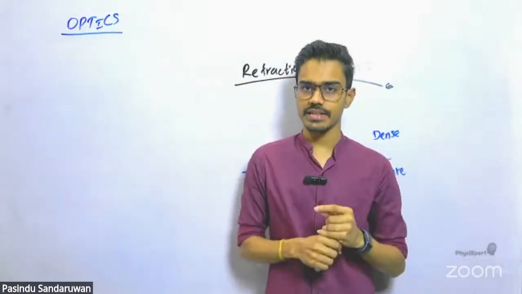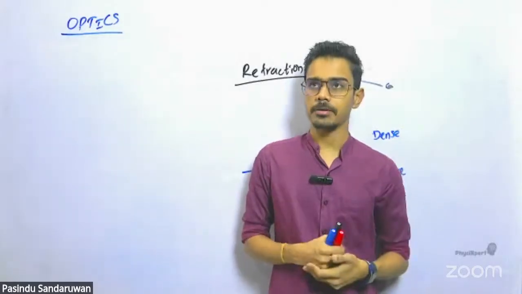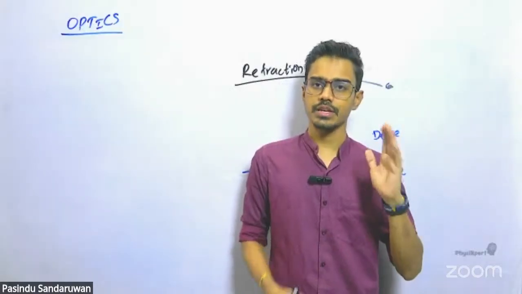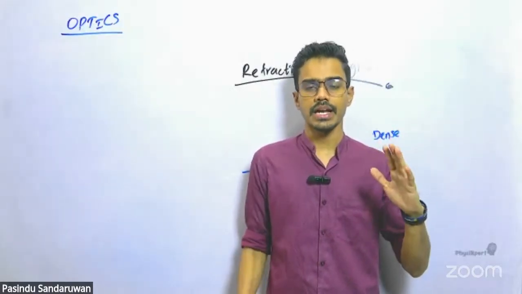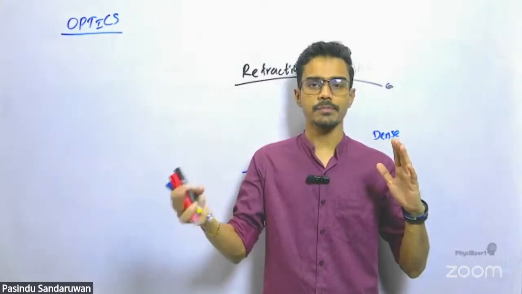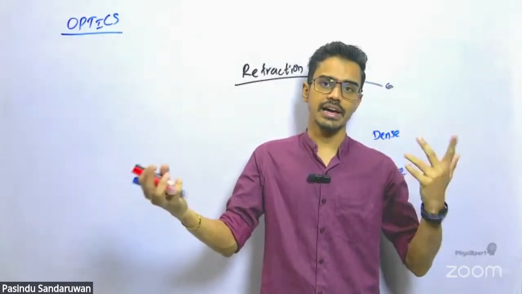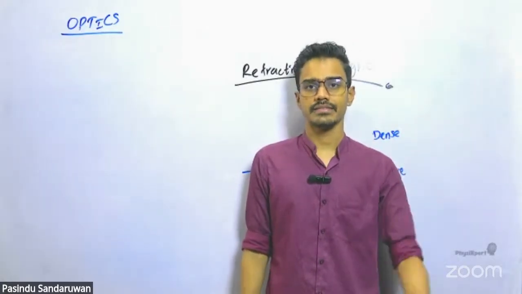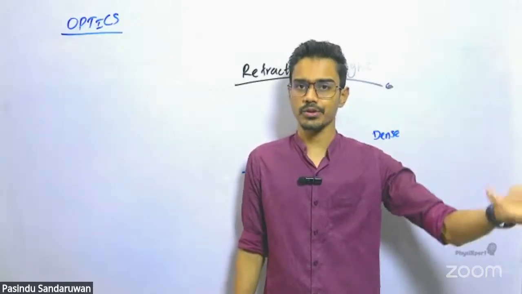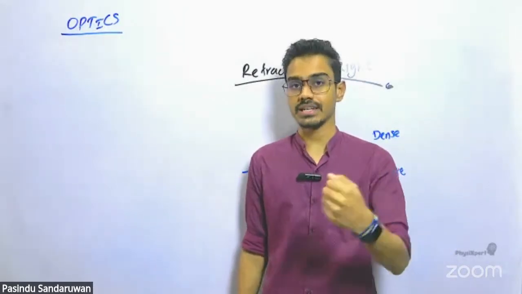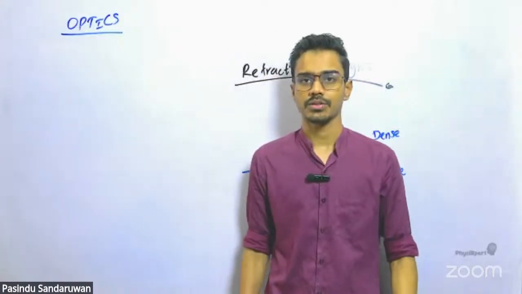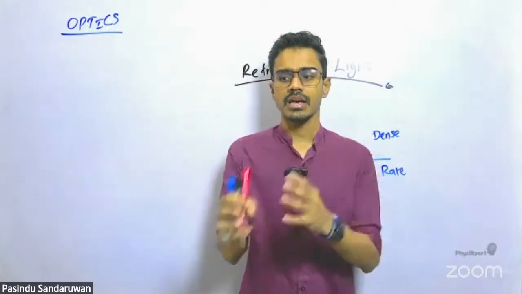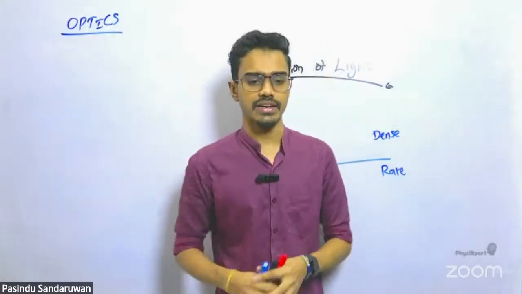Again, if I compare glass with water, the refractive index of glass is 3/2, 1.5, and the refractive index of water is 4/3, 1.33. In that case, water is rare. So dense and rare is always relative. That changes with respect to the other medium that is in contact, in the system. So simply keep this in mind: dense means the higher refractive index, and rare means the lower refractive index.